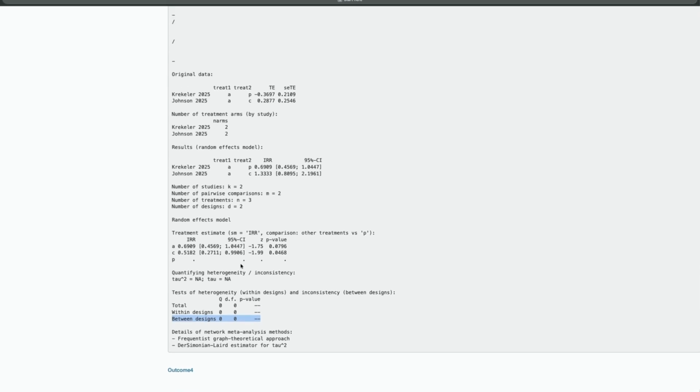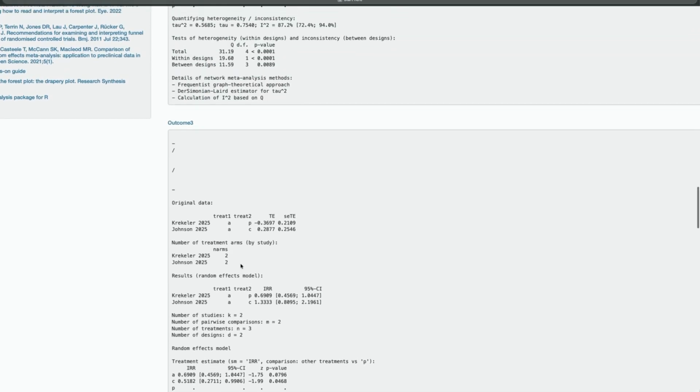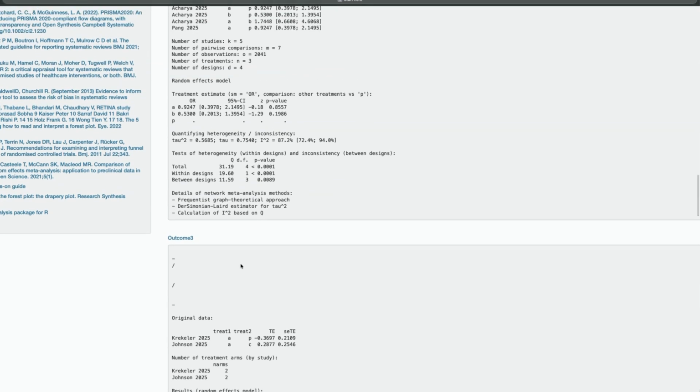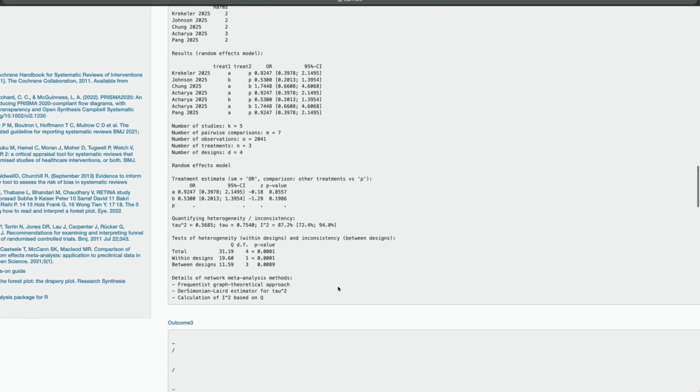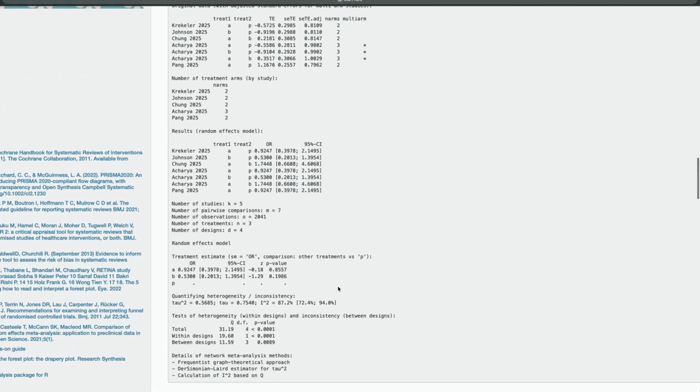If your network has treatments all compared to placebo but never to each other, there is no indirect evidence to compare against direct evidence. In this case, we cannot evaluate inconsistency because there is no overlapping evidence to test. Again, this is a feature of your data, not a mistake.